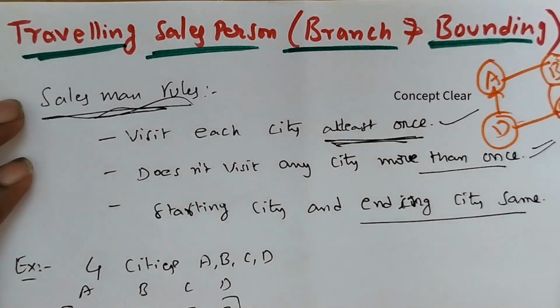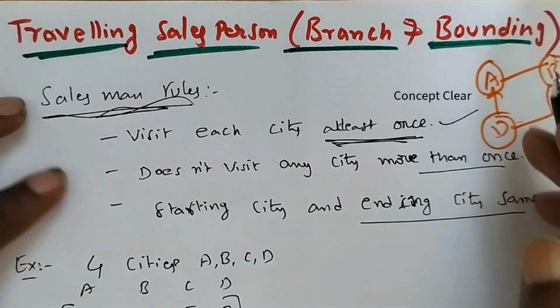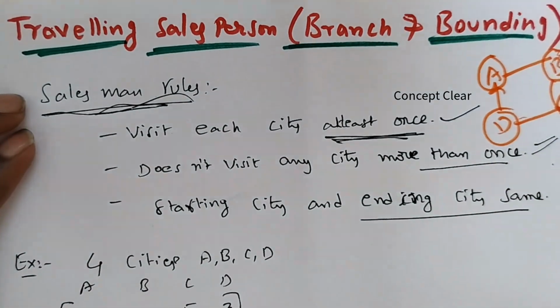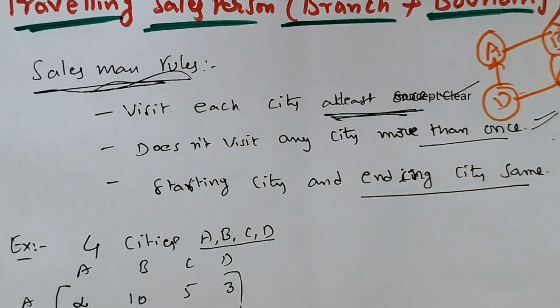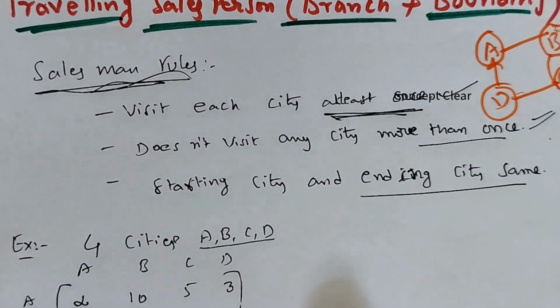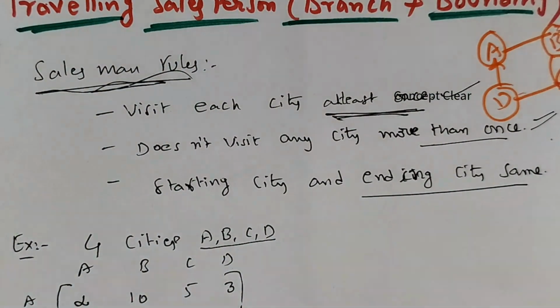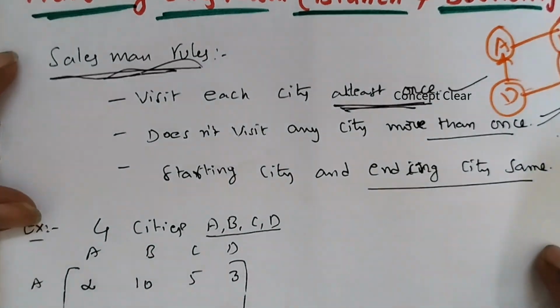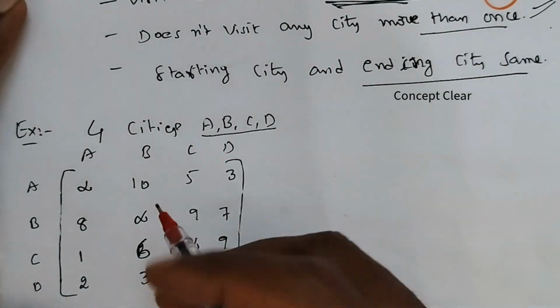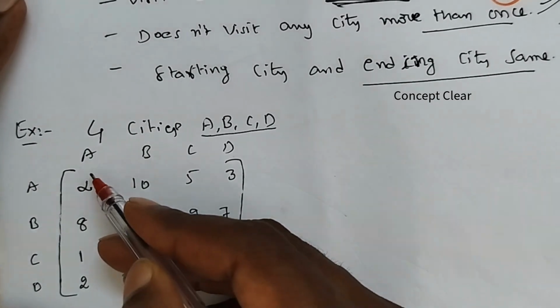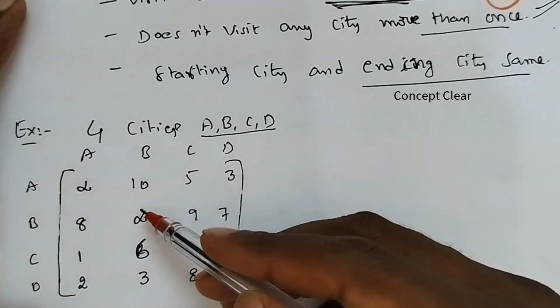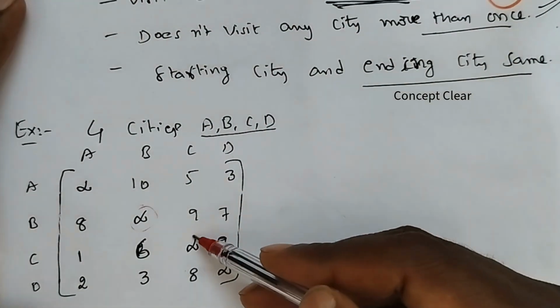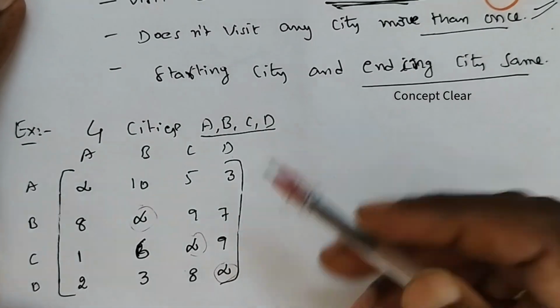Here in traveling salesperson with branch and bound, these are the conditions. Here I am taking four cities, A, B, C, D. I am taking the values of the four cities like this. If a person goes from A to A, the cost is 0. B to B, the cost is 0. C to C cost is 0. And D to D cost is 0.